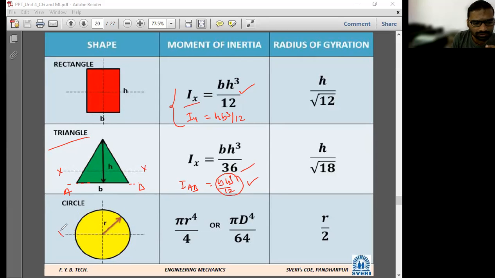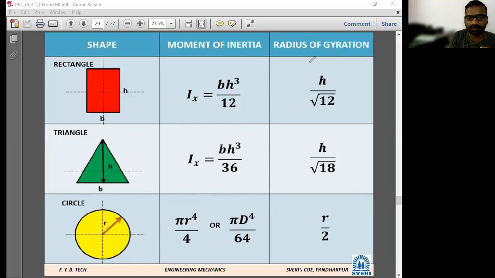See, circle is symmetrical about XX, correct? So the moment of inertia about Ixx or Iyy is pi r raised to 4 upon 4. So this Ixx can be called the diametrical axis, because this is the diameter, correct? Correct. So I will take half of this one. That is the next figure.